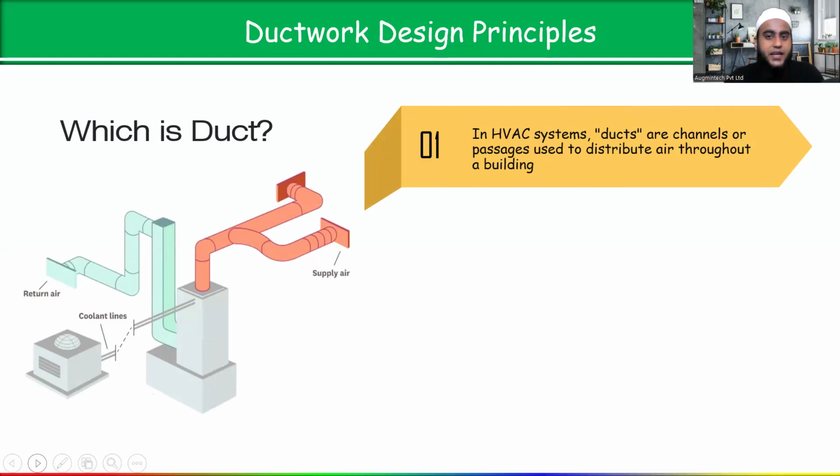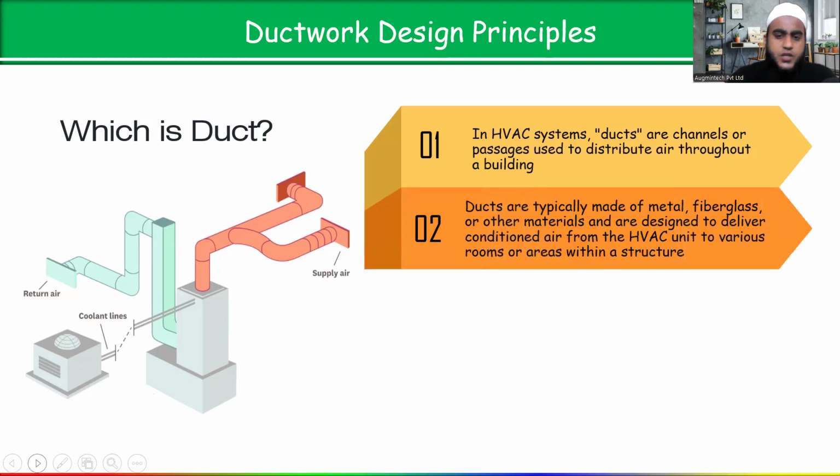Suppose from the air handling unit you want to supply the conditioned air to multiple rooms. How is it possible? With the help of duct. Duct acts as a channel or passage. Through this ductwork, we are supplying conditioned air from an air handling unit or fan coil unit or any equipment to each and every room. So this is the main purpose of duct. Clear? Ducts are typically made of metal, fiberglass, or other material and are designed to deliver conditioned air from the HVAC unit to various rooms or areas within a structure. So this is the main purpose of duct.